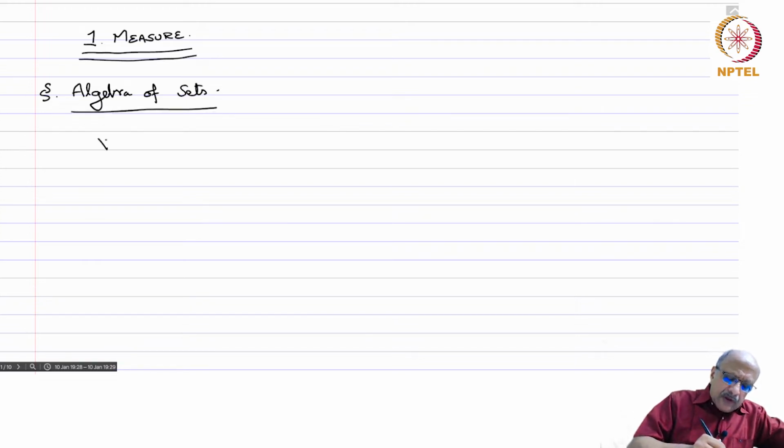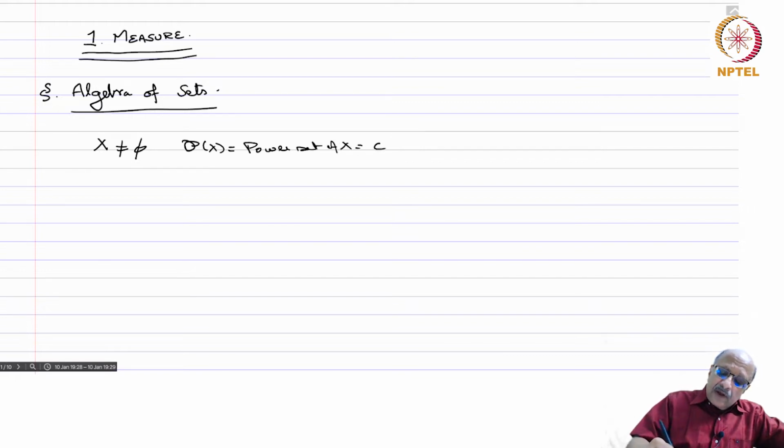So throughout we will work with a non-empty set. X is a non-empty set, and we will denote the power set of X. This is the power set, and this is a collection of all subsets of X. So this notation we will always use. So we'll start with a definition.